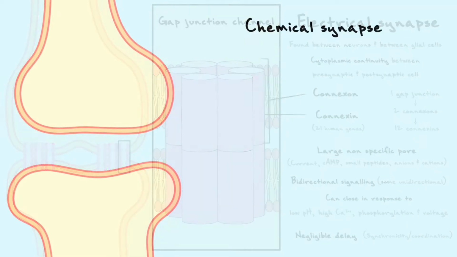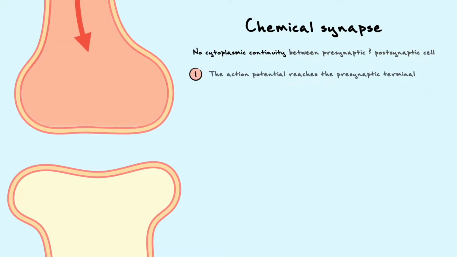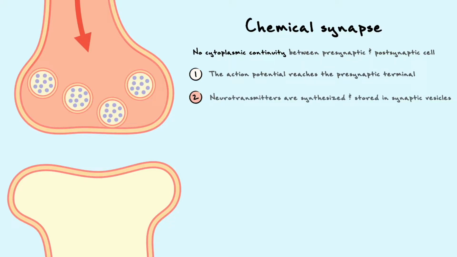Now, when it comes to chemical synapses, there is no continuity in cytoplasm between the two cells, and the synaptic cleft is about 5 to 10 times larger than electrical synapses. To establish some useful terminology on chemical synapses that we will use for the rest of the video, let's go over the general process of how chemical synapses work. Everything begins when the action potential reaches the axon terminal, where neurotransmitters are synthesized and packaged into synaptic vesicles.